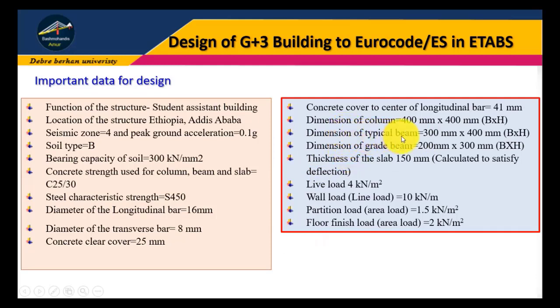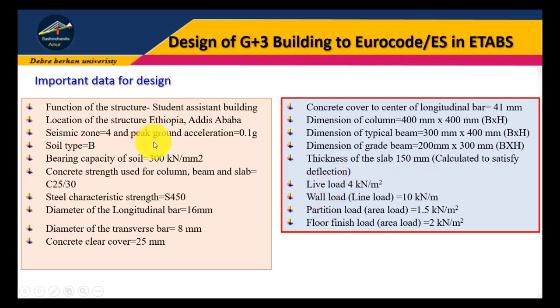ሌላ dimension of the typical beam, which means floor beam ላይ ያሉ ማለት ነው 300 by 400. Dimension of the grid beam 200 by 300, which means 200 width, 300 depth. Okay, thickness of the slab is 150 mm. This is calculated from deflection requirement.